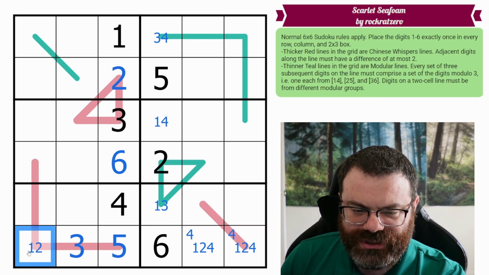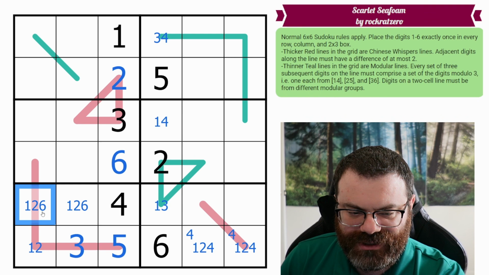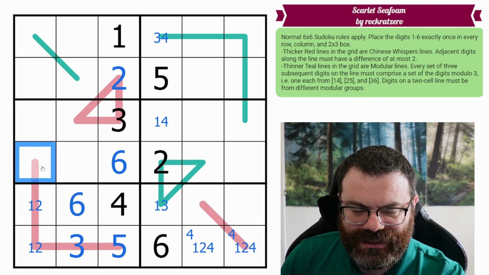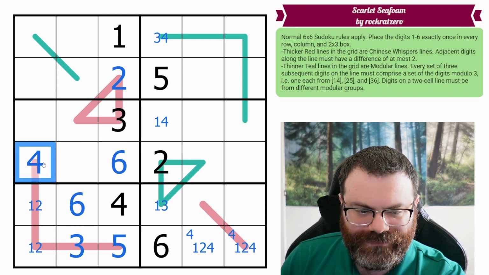1 or 2 could go here, but the remaining digits are 1, 2, 6 here. And this can't be a 6 because 6 is way too far away from 1 and 2. So this is a 1, 2 pair. That's a 6. And then this is actually resolving pretty nicely. This can't be a 1 or a 2, but it has to be at most 4, and it can't be a 3. So it is a 4.